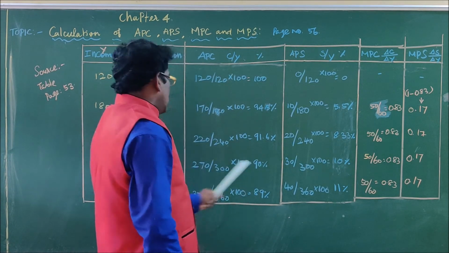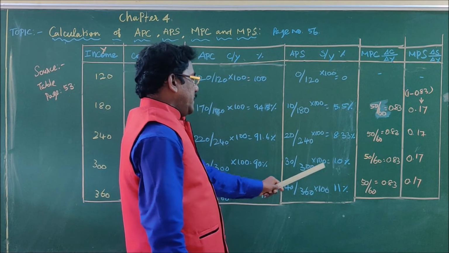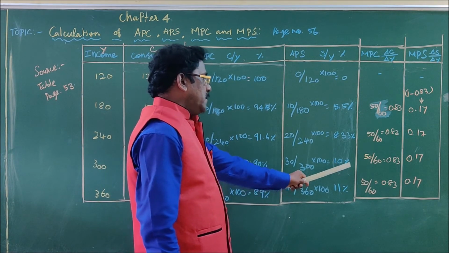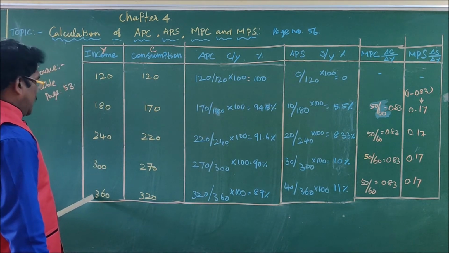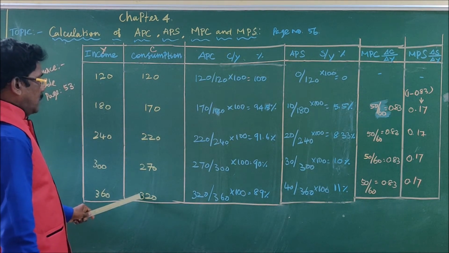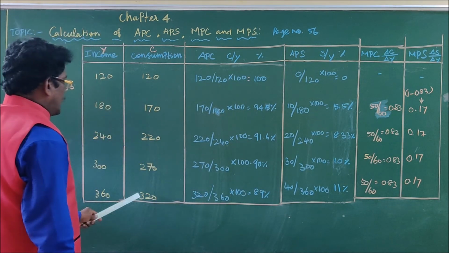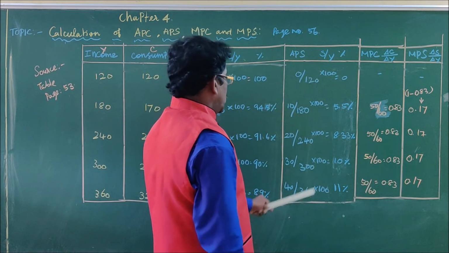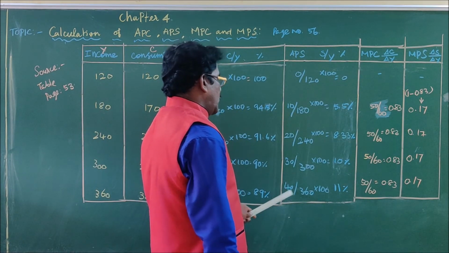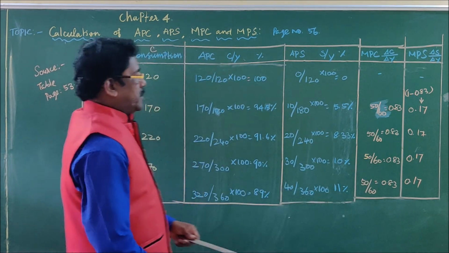Savings is 30 rupees and income is 300 rupees. So 30 divided by 300 into 100, the answer is 10 percentage. The last one is 360 income, 320 consumption. The savings is 40 rupees. That means 360 minus 320 equal to 40, divided by the amount of income, 360. So 40 by 360 into 100, the answer is 11 percentage.